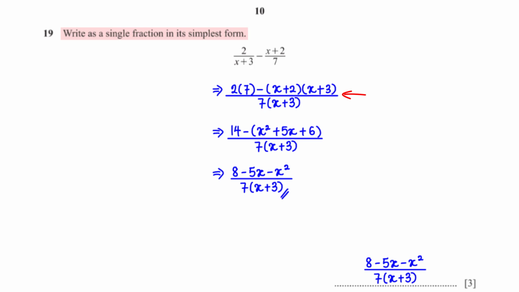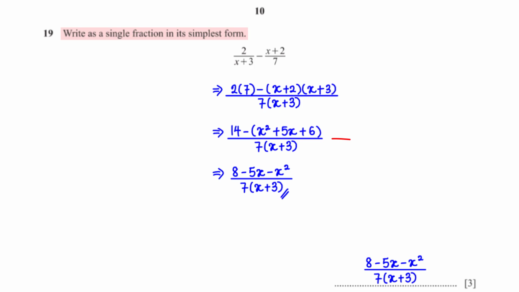For 2 over x plus 3, since we multiply the denominator by 7 to get the LCM, we also need to multiply the numerator 2 by 7. For x plus 2 over 7, since we multiply the denominator by x plus 3 to get the LCM, we also need to multiply the numerator x plus 2 by x plus 3.